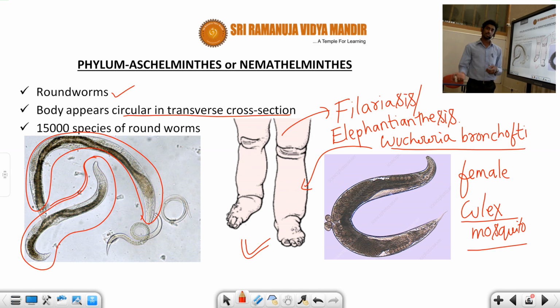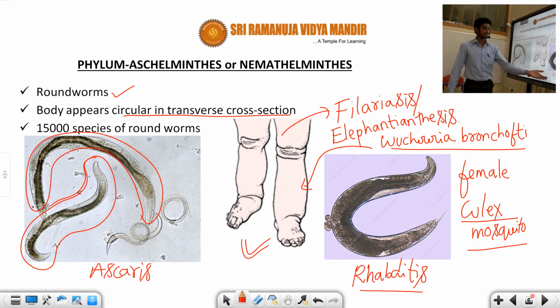Another important thing is this other species observed under the electron microscope, Rhabditis. Rhabditis is another species, and it also causes other disorders. This one is the Ascaris, this is Wuchereria bancrofti, which causes elephantiasis, and this is Rhabditis. Today I am going to teach you only the general features, students, and in the next class I will teach you the life cycle of Ascaris, Wuchereria bancrofti and so on.